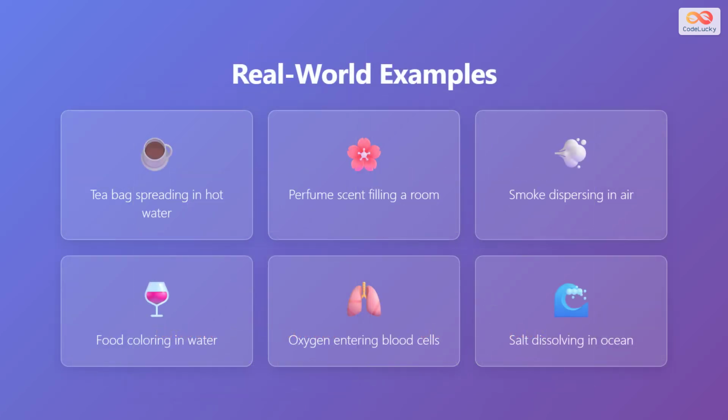Diffusion happens all around us every day. When you place a tea bag in hot water, the tea molecules diffuse throughout the water, coloring it evenly. When someone sprays perfume, the scent molecules diffuse through the air until you can smell them across the room. Smoke from a candle disperses and spreads out through diffusion. In our bodies, oxygen diffuses from our lungs into our blood cells, which is essential for survival. All of these examples demonstrate molecules moving from high to low concentration.